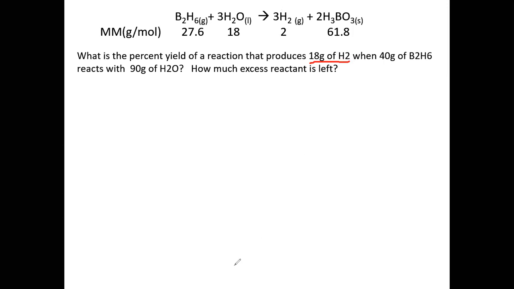So this 18 grams of hydrogen is the actual yield. So right now we're just going to leave it to the side, and we'll come back to it after we determine the theoretical yield. And then it wants to know how much of the excess reactant is left. So again, we're going to set up two sets of calculations, one for B2H6 and one for H2O.